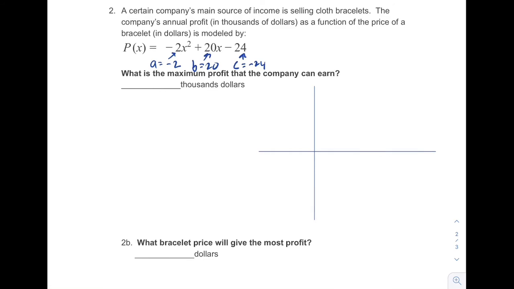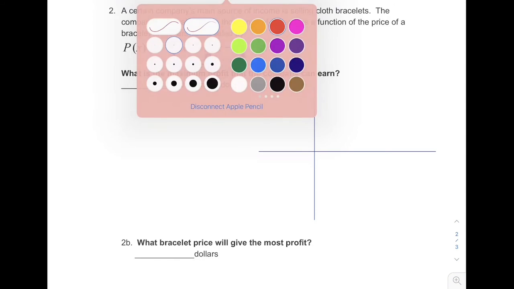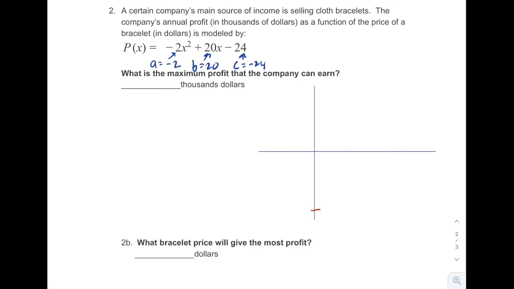We can draw a picture here. Looking at it, it's squared, so it's going to be quadratic, and with a negative in front, that means it's going to open down, right? And you can see right here your C is negative 24, so that's your y-intercept, just by looking at it. So you can estimate what the graph is going to look like. It's going to be negative 24 down here, it's going to intersect here, and it's going to go up, possibly something like this. We don't know exactly, but it's going to be something like that.